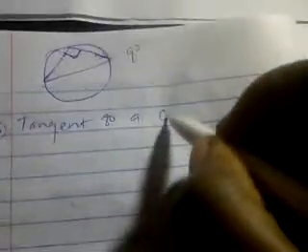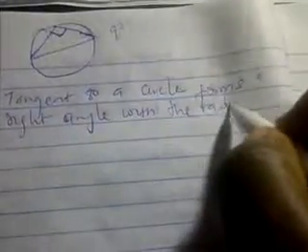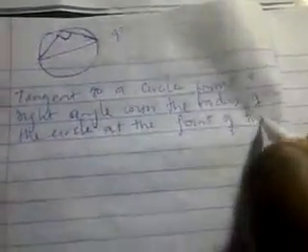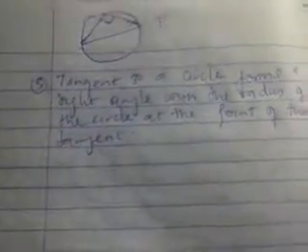Now the third one says that the tangent to a circle forms a right angle with the radius of the circle at the point of the tangent. Now before we go ahead, we'll ask ourselves, what's a tangent?